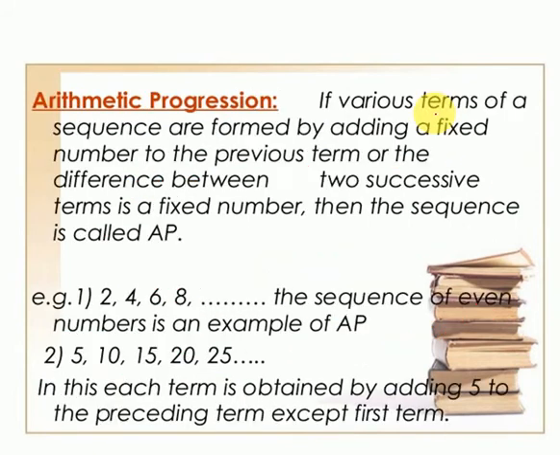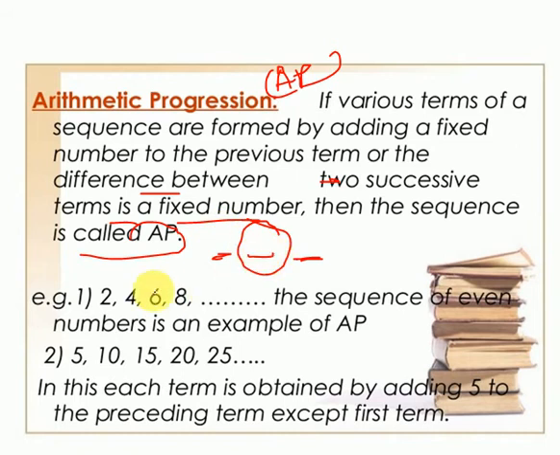Okay, now what is arithmetic progression or AP? If various terms of a sequence are formed by adding a fixed number to the previous term, or the difference between two consecutive terms is a fixed number, then the sequence is called an AP. What it is saying is that when we have two terms, the difference between them should be equal, right? So here the first example is 2, 4, 6, 8. You can see that I am adding 2 again and again, plus 2, plus 2, plus 2, right? Now in the second example 5, 10, 15, 20, 25, here I am adding 5 again and again.